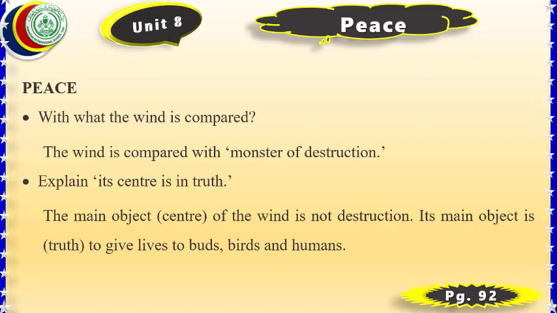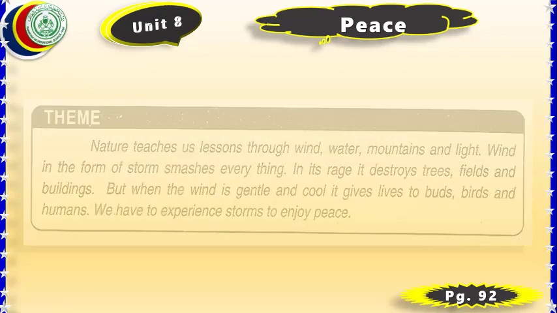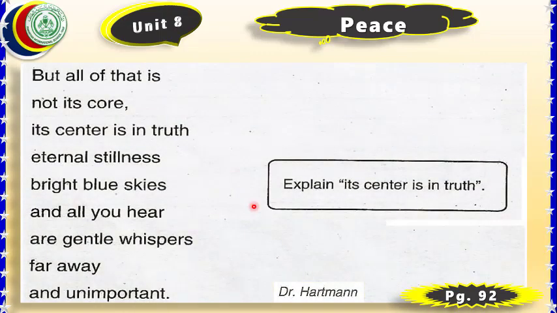Second part of the poem is: but all of that is not its core. This is not the exact purpose of this wind. Its center is the truth. That is something other which is purpose. Eternal stillness, bright blue skies, and all you hear are gentle whispers far away and unimportant.